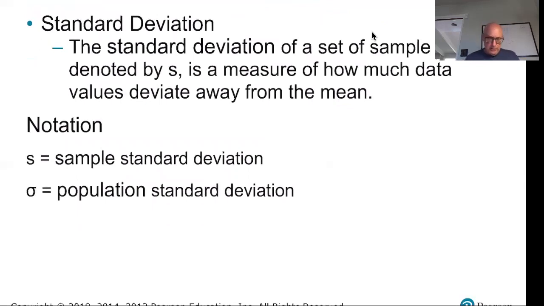Okay, we got new letters here. S, that's your standard deviation from the sample. This is sigma. That's your population standard deviation. Just like with the mean, we had X bar for a sample, we had mu for the population. So we're using Greek letters for population.